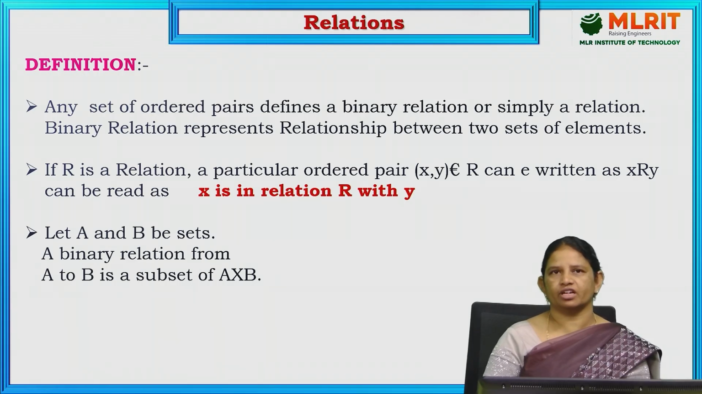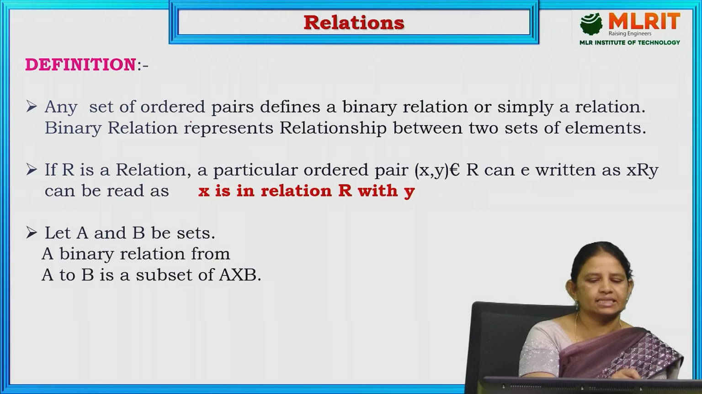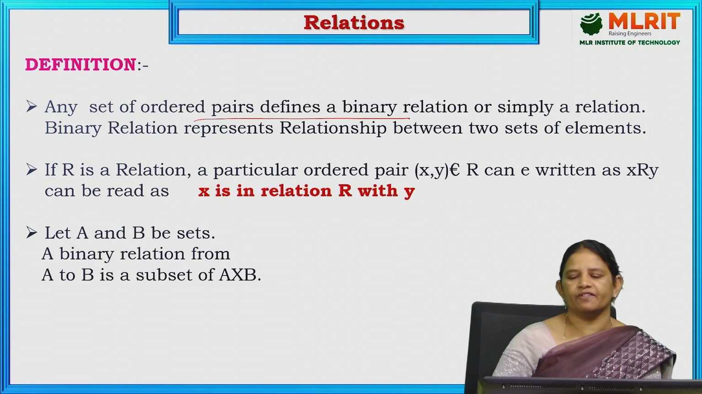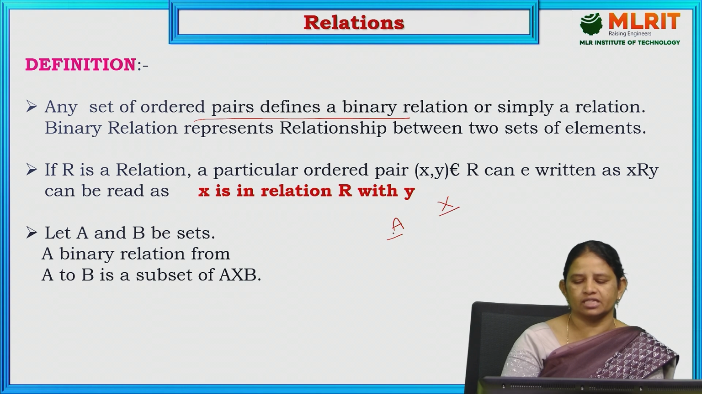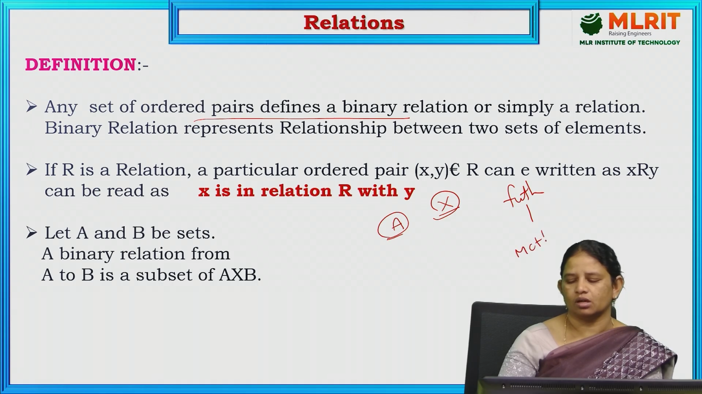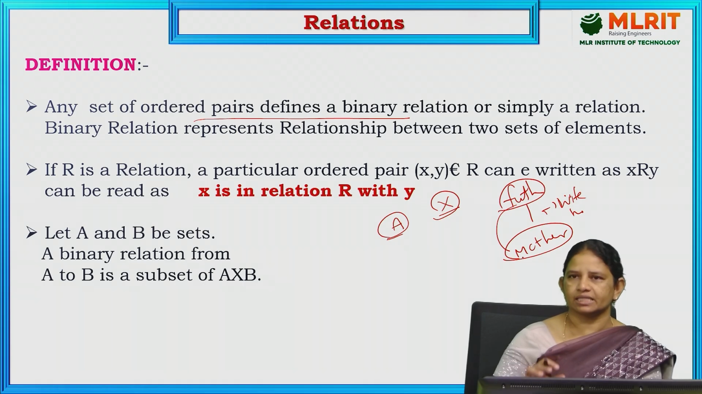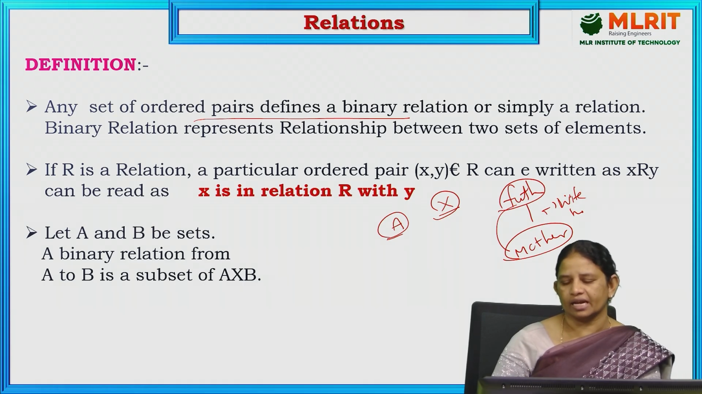What is the definition of relation? Any set of ordered pairs defines a binary relation. Binary relation means there is a connectivity between two pairs. There is a father and mother. Father, mother: there is a relation called wife and husband. That means two elements are connected by using a relation.